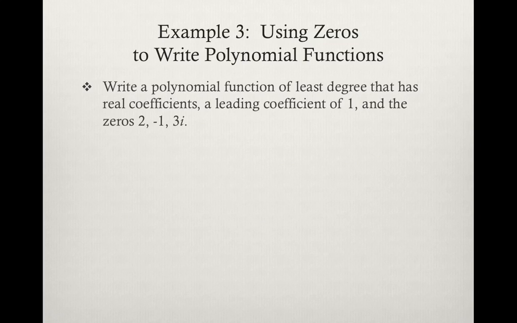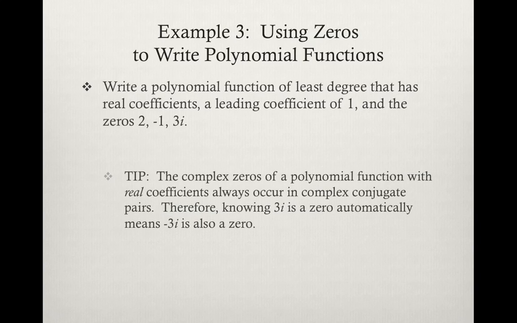Now, what if I tell you that the zeros are 2, -1, and 3i? Now, here's a little tip to help you with these. When we have complex zeros in a polynomial function with real coefficients, that has to be a condition, and that is what we're being asked for, then we always know that the complex zeros occur in complex conjugate pairs. So you remember complex conjugates from the previous chapter? So that means that if I know 3i is a 0, I automatically know that -3i also has to be a 0.